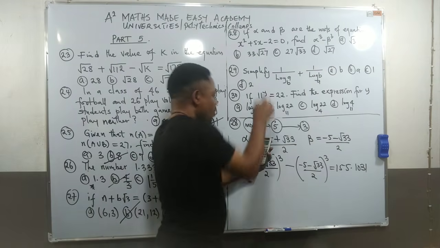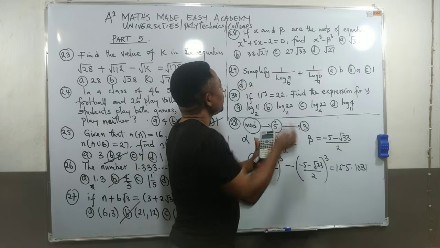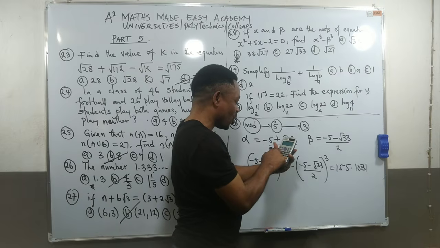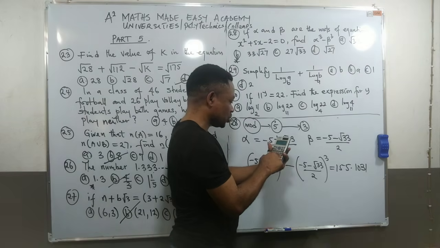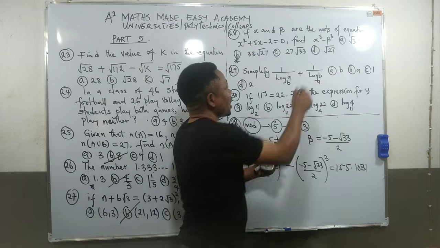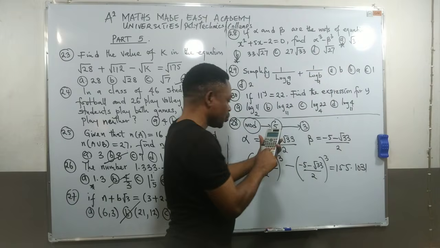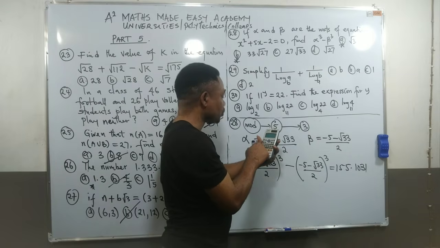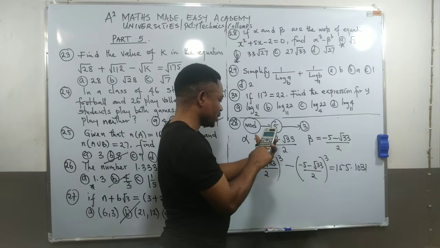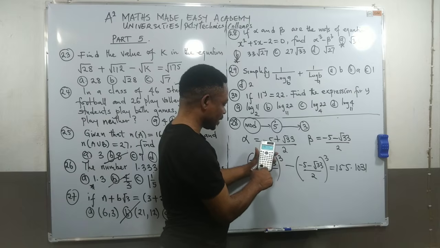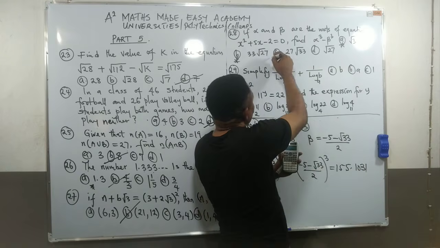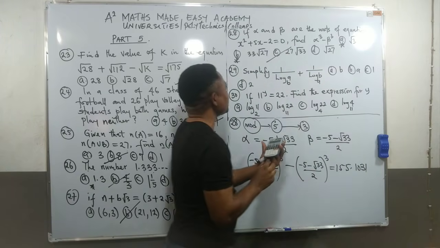It's not the answer. We have tried option B. It is not the answer. Then let's try option A. Option A is root 33. Punch equal to, and SD, it is also not the answer. Then we now move to option C. Am I complicating? Option C is 27 root 33. Punch equal to. Then punch SD. Wow, it has given us 155.10 something. So the answer is option C. Have I made myself clear?